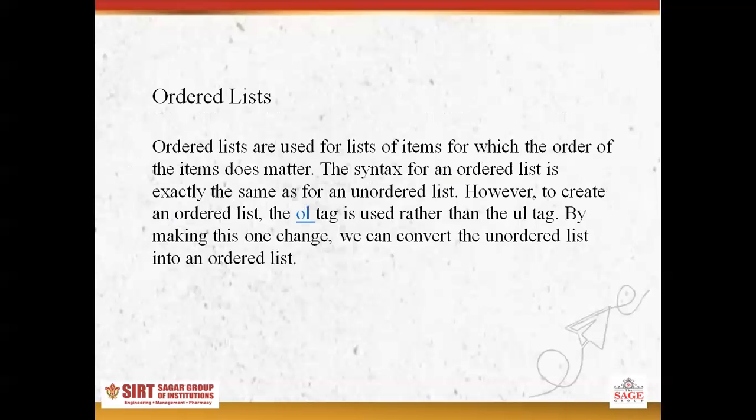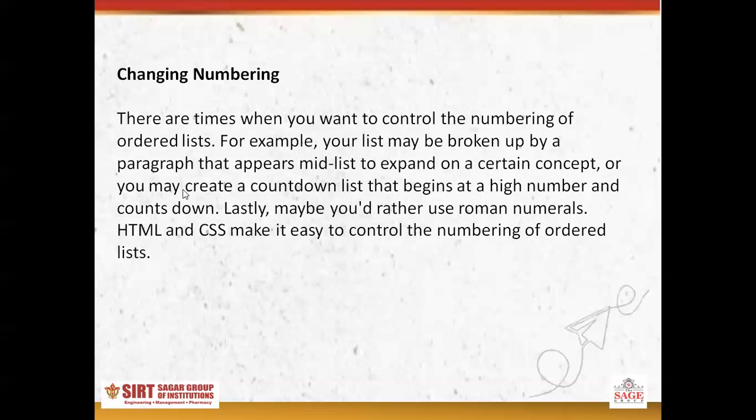Next is the ordered list. An ordered list is the list where the order of items matters. So when you need to provide order to the items, then the list is created as an ordered list. Syntax for the ordered list is OL. Basically, the OL tag is used for an ordered list, and in an unordered list, the UL tag is used. We can convert an unordered list into an ordered list.